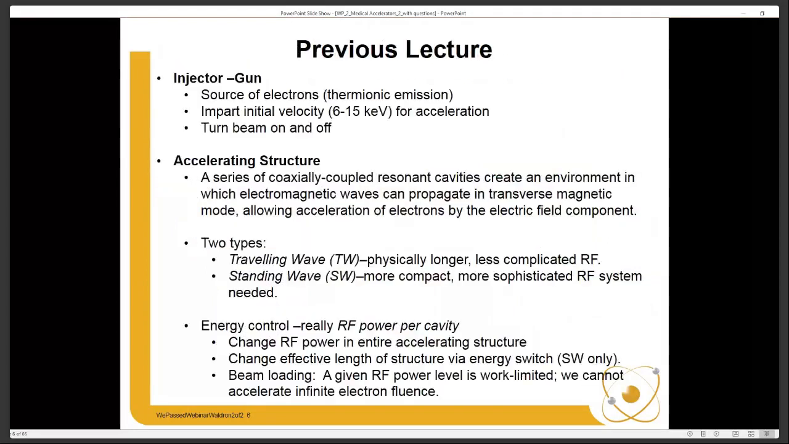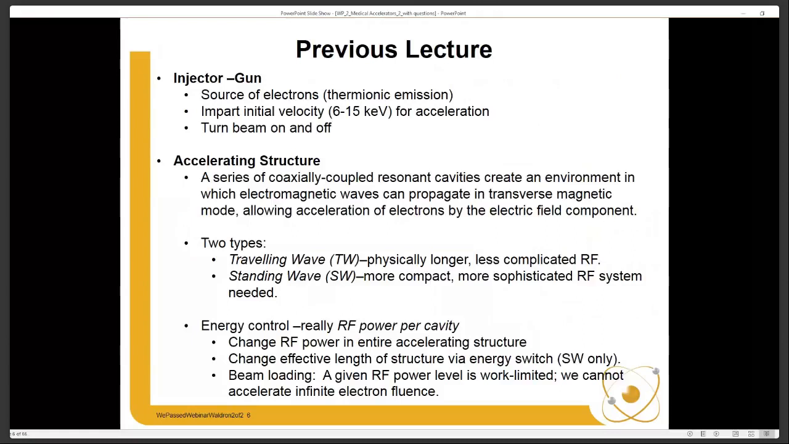So here's the very brief recap of the previous lecture. I'm going to try and cover all of it in just 2 slides. The first thing we talked about was the electron injector or gun, and this has 3 fundamental functions in a medical linear accelerator. It is the source of electrons, and of course they are generally acquired through thermionic emission. It imparts some initial velocity to the electrons to get them into the accelerator so they can be accelerated. It also provides a means of turning the beam on and off. The accelerating structure itself, sometimes referred to as the accelerating guide or accelerator, is a series of coaxially coupled resonant cavities.